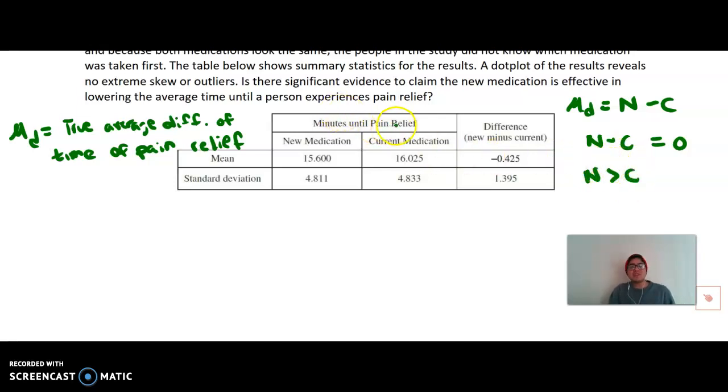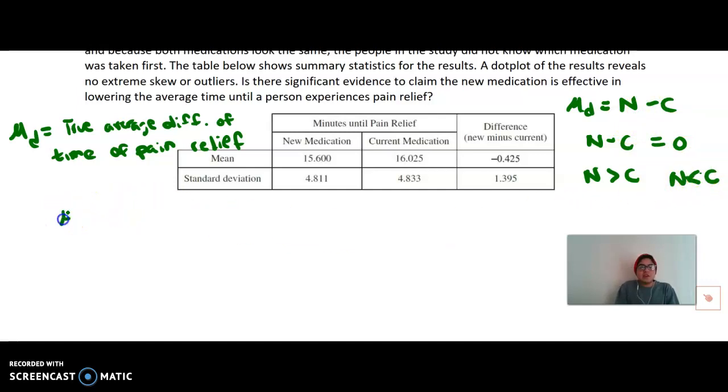Because we're measuring the time here, we want the new one to be more effective, but we want it to be effective in a way that lowers the time. So this wouldn't be the alternative that we test, because this means that it actually takes more time for the new relief to work. So we're going to want to test this situation here, where new is less than the current. And if that's true, by definition of n minus c, here n minus c would be less than 0.